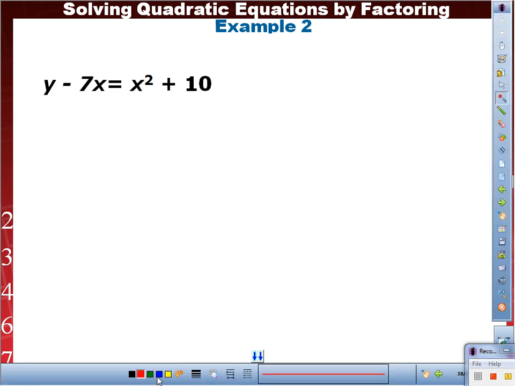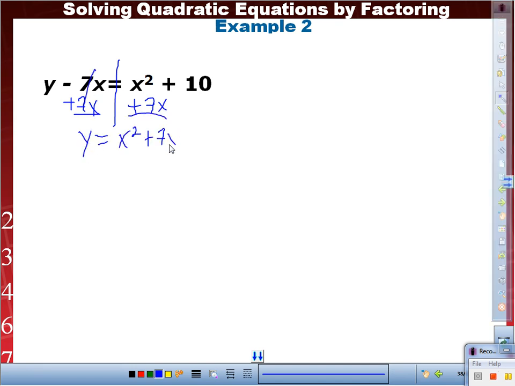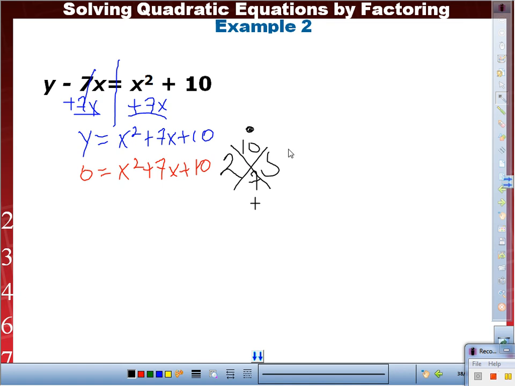Okay, here goes the process. Line down the equal sign. Plus 7x, plus 7x. y equals x squared plus 7x plus 10. From there, substitute y for 0. 0 equals x squared plus 7x plus 10. From there, 10 is our product. 7 is our sum. Therefore, it's 2 and 5. From there, 0 equals x squared plus 2x plus 5x plus 10.